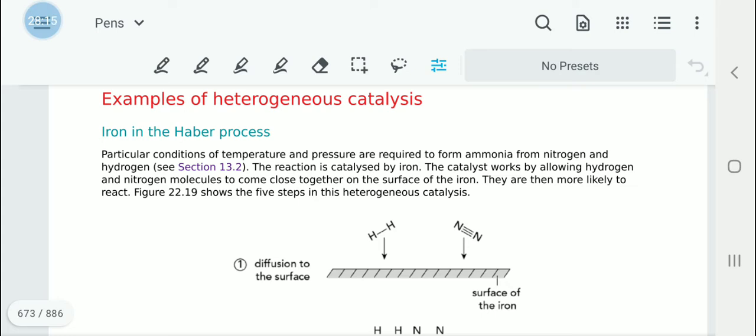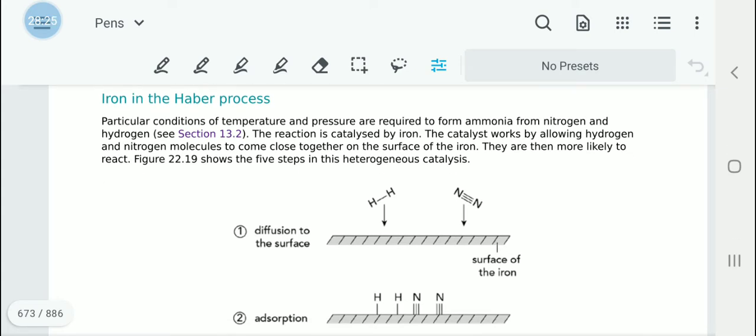So iron in the Haber process. Now we have discussed iron taking part in the Haber process. When converting nitrogen and hydrogen to ammonia, different temperatures and pressures are needed. And we know that this reaction is catalyzed by iron. So how it works is by providing a surface. Iron provides a surface for hydrogen and nitrogen molecules to come close together.